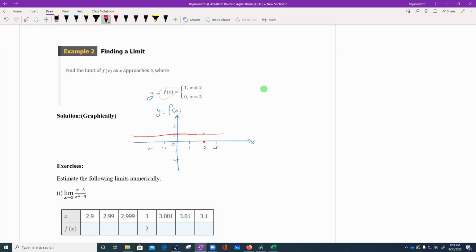Now, after drawing a picture, it will tell you everything, the limit value, okay? What is the question actually? The question is finding the limit of f(x) when x approaches 2, right? In notation wise, they are asking us to calculate simply the limit of f(x) when x goes to 2. This is the one they are asking us.